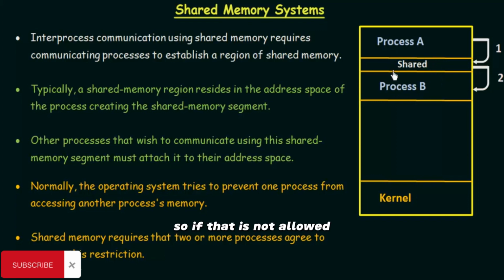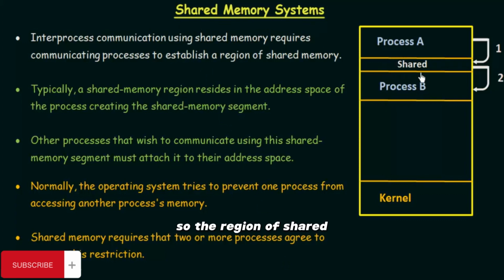So if that is not allowed, then they will not be able to access this region of shared memory. That is why it says the shared memory requires two or more processes to agree to remove this restriction so that they can share and access this shared region of memory. So those were some of the important points that we need to remember about shared memory systems.